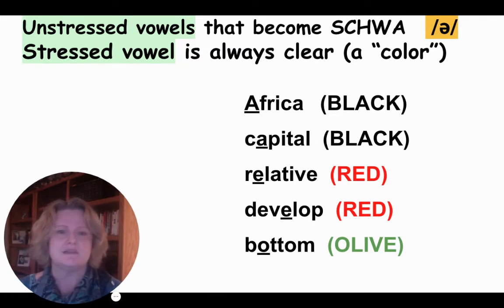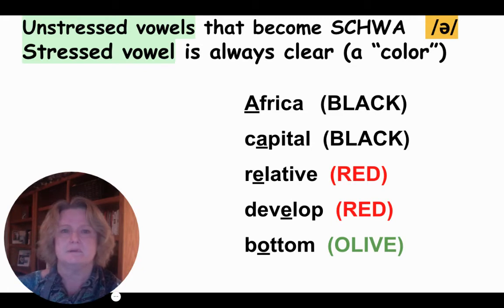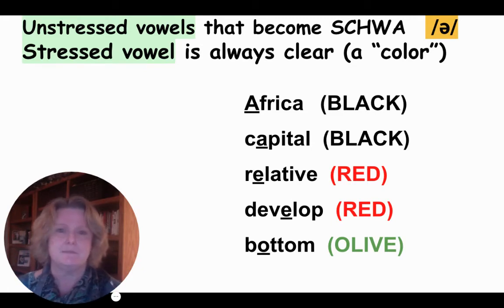Relative has a stress on the E, the first syllable, which is red. Relative. But the A and the I here are also schwa. The word develop has a stress on the second E, the middle syllable, and that one is red. But the first E is just a schwa, devel, and then the OP is also a schwa, develop.